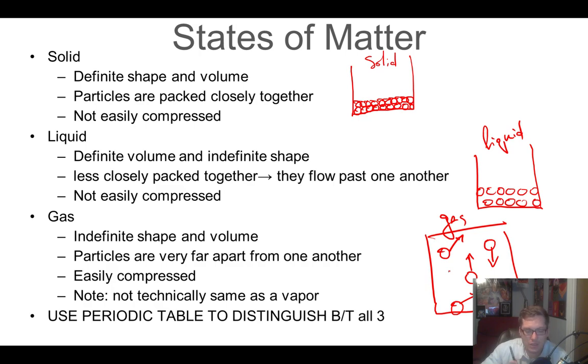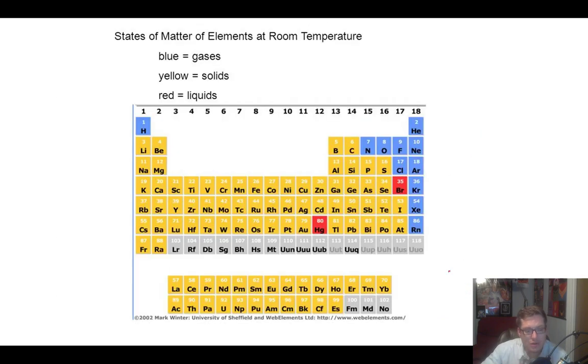All right, and we can use the periodic table to distinguish all three. In this particular periodic table, the blue ones are the gases, the yellows are the solids, and the reds are the liquids. Notice that there's only 2 liquid elements. Now this is at room temperature. The elements could all be liquid; you just have to get to a high enough temperature. And they could all be solid, but you'd have to get them to a cold enough temperature. So gases are the blue ones.